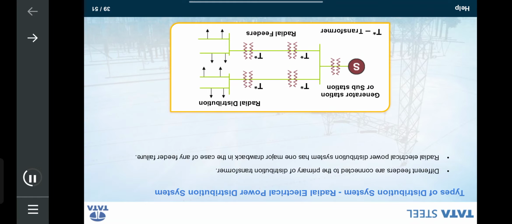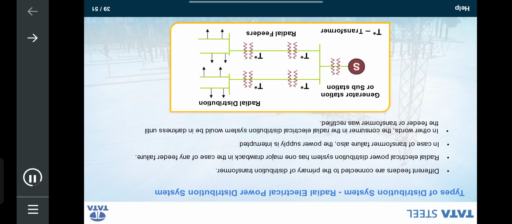But radial electrical power distribution system has one major drawback, that in case of any feeder failure, the associated consumers would not get any power as there was no alternative path to feed the transformer. In case of transformer failure also, the power supply is interrupted. In other words, the consumer in the radial electrical distribution system would be in darkness until the feeder or transformer was rectified.